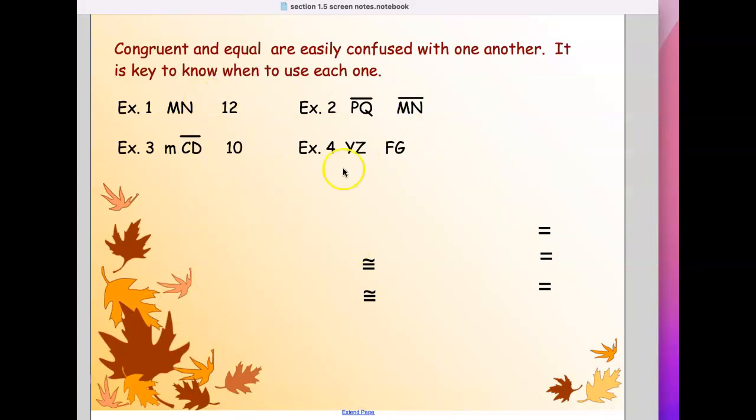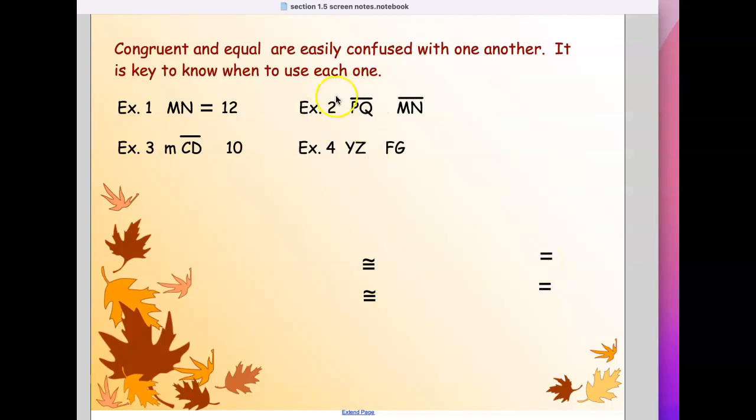Okay, so these 4 examples give us some ideas. Notice that in the first example here it says MN, so that's the length from point M to point N, and we're going to say that that's 12 units long. Since we're talking about the length, we're talking about a numerical value. Numerical value would tell us to use the equal sign. Okay, we only use the congruent symbol when we're talking about the figures themselves. Otherwise, we use equal signs if we're talking about a numerical value.